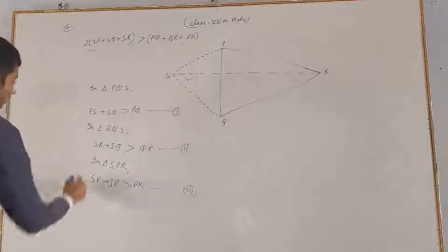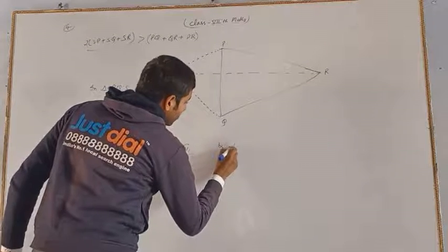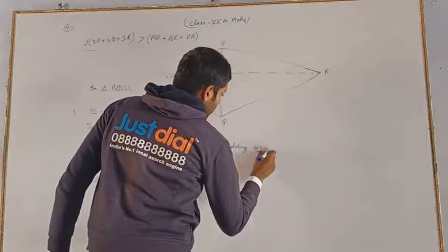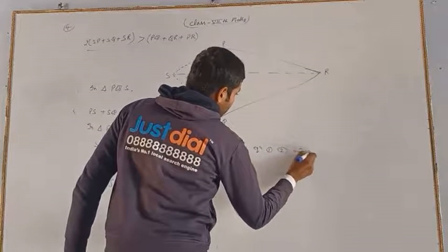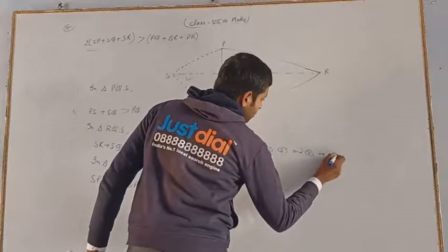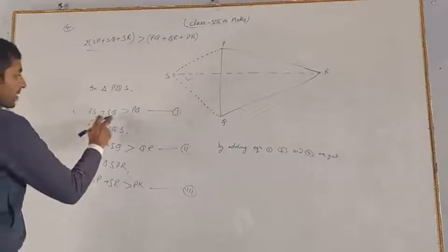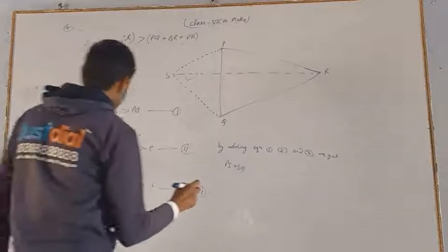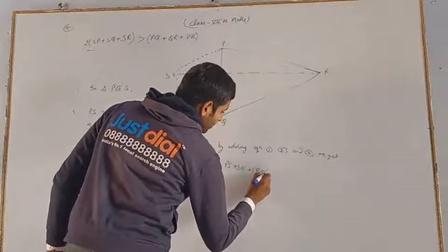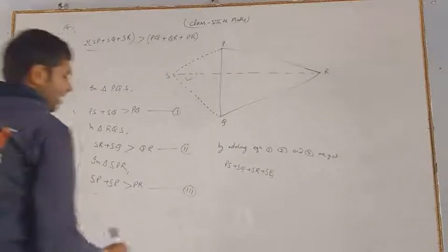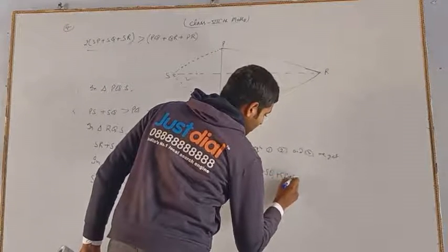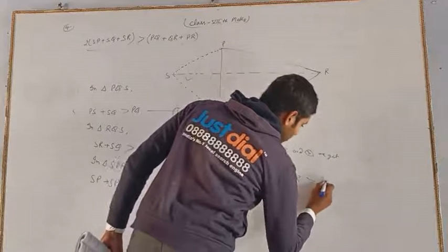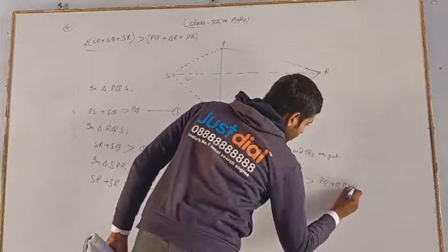So from these equations, by adding equation number first, second and third, we get PS plus SQ plus SR plus SQ plus SR plus SQ plus SP plus SR is greater than PQ plus QR plus PR.